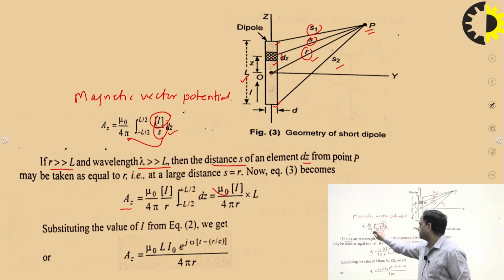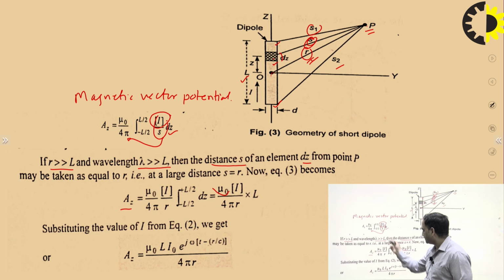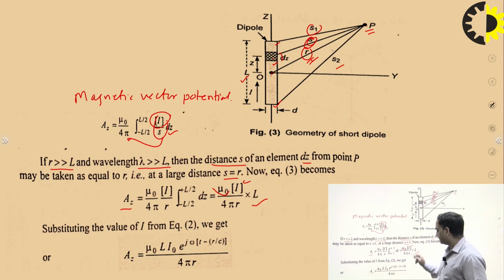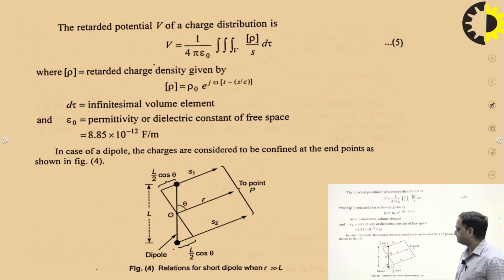For the far distance, s and r will be the same. That is why we take s equal to r, and take r outside. When we integrate, the magnetic vector potential will be mu naught I upon 4 pi r into L. In place of the retarded current, we use the formula e to the power j omega, t minus r upon c. In this way, we get the magnetic vector potential Az.